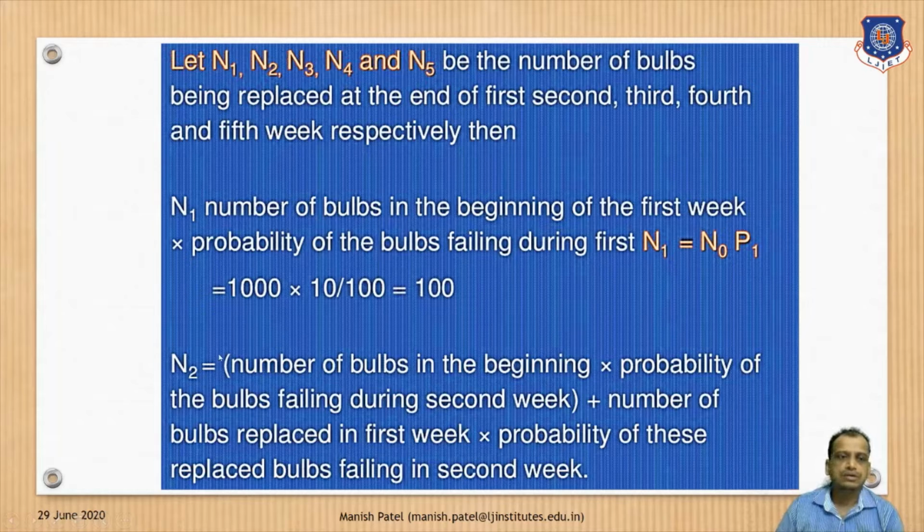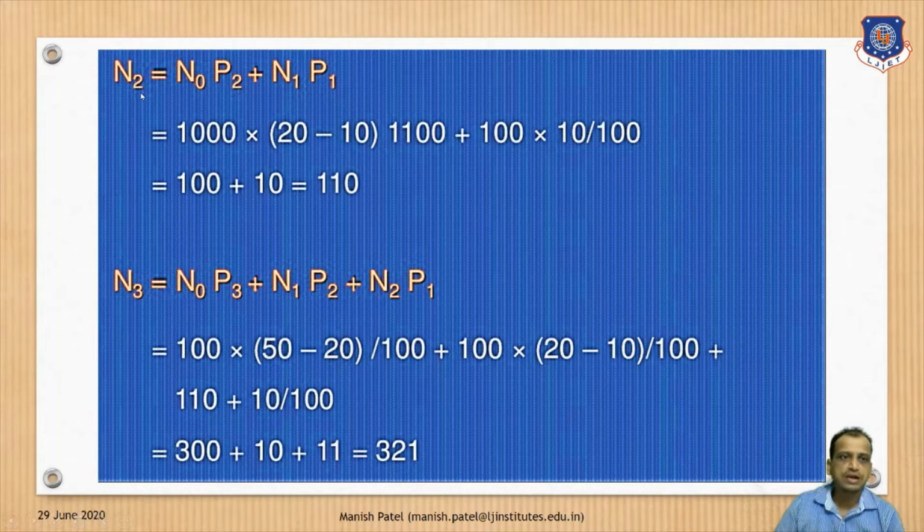Clear? Now what is N2? It is the number of bulbs in the beginning multiplied by the probability of bulbs failing during the second week. What are the bulbs that remained in the second week? When they are failing, you have to multiply that probability with the number of bulbs. So what is the formula here? The formula is nothing but N2 equals N0P2 plus N1P1.